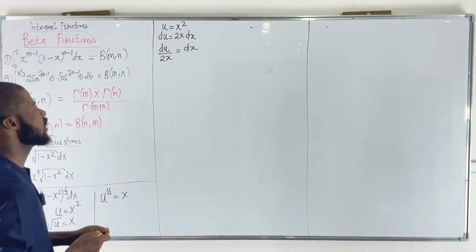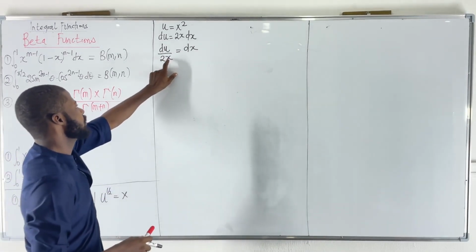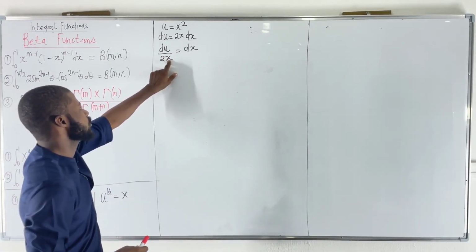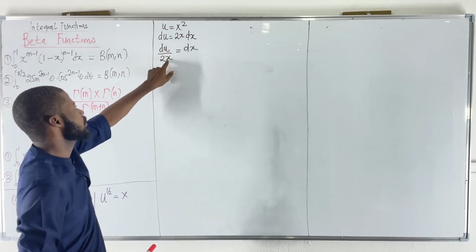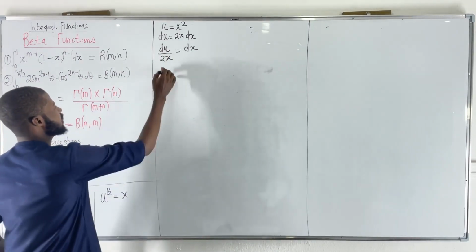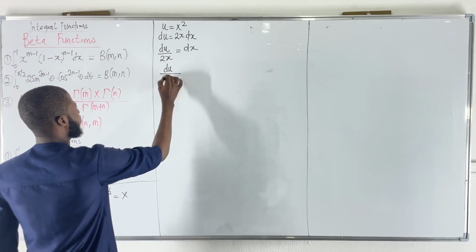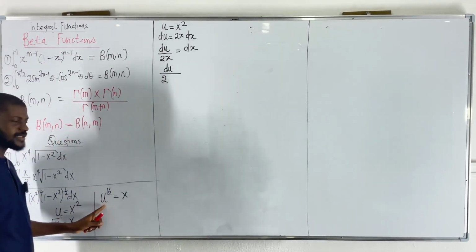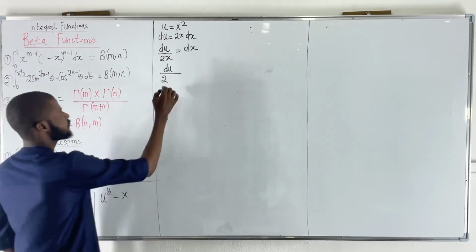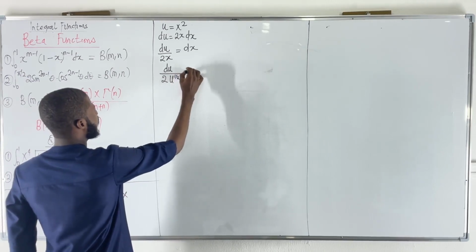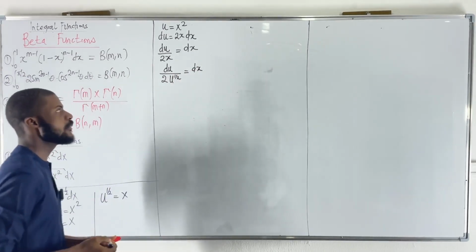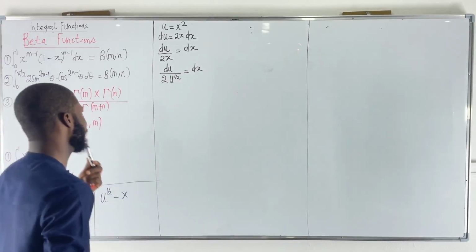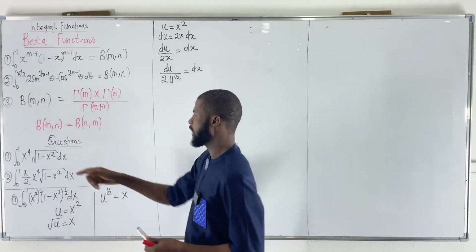But remember, since you are substituting, this x should not be here. Every single thing on this side should be u. So this is du divided by 2x. What's the value of x? x is u to the power of half. And this is equal to dx. Now we can try to solve our integral. So this is our integral.